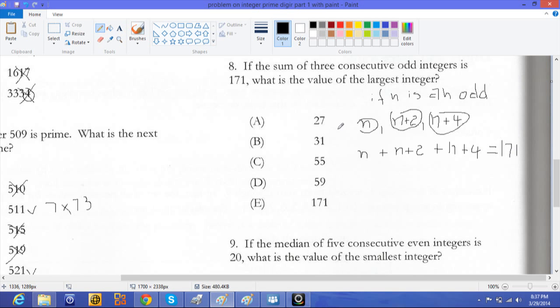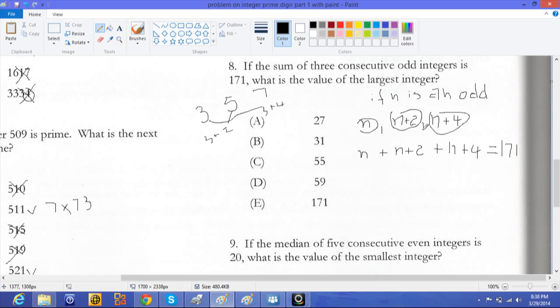But understand this formula. You can take whatever odd number. Let's say you have 3, the next odd integer is going to be 3 plus 2, which is 5. The next odd integer is going to be 5 plus 2, which equals 7. But understand, this is 3 plus 4, right? So this is 3 plus 2 for the 5, and 3 plus 4 is for the 7. Okay? Understand this theory for consecutive integers.